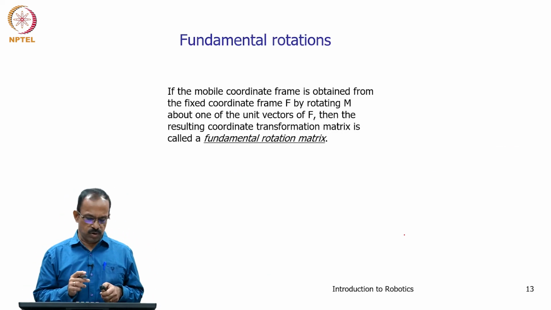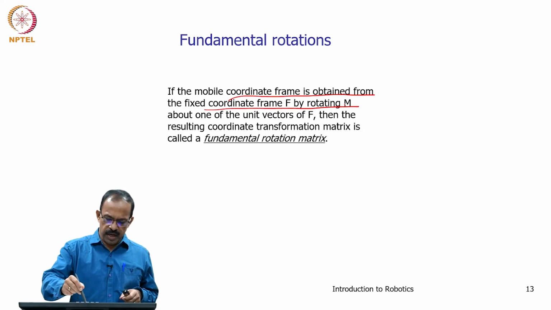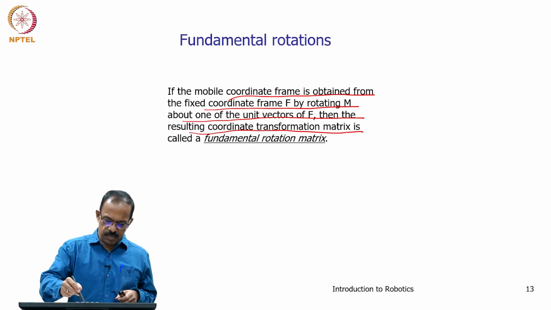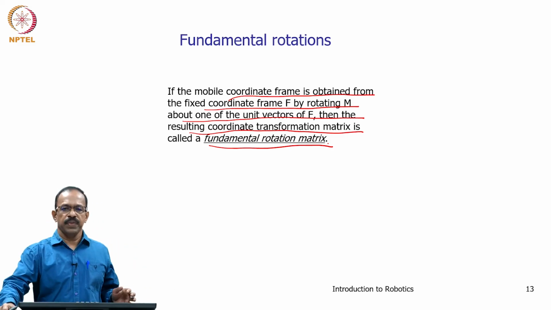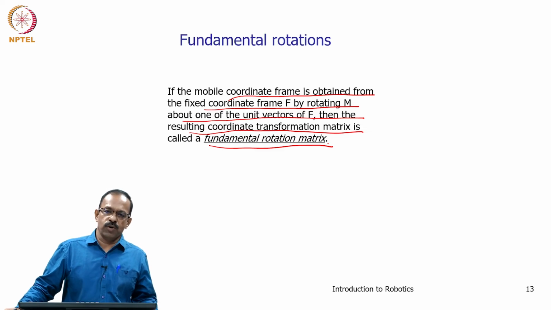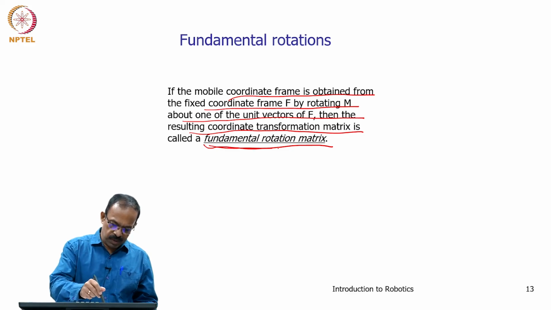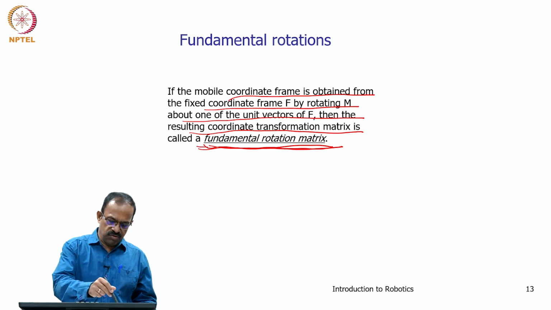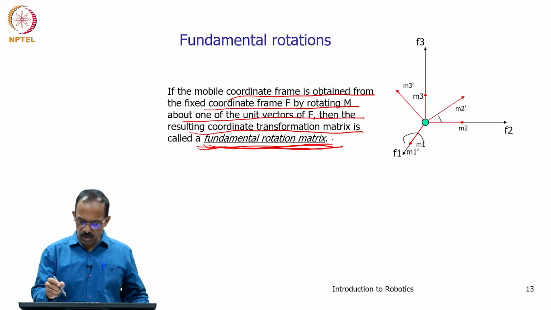We will say that there is only one rotation if the mobile coordinate frame is obtained from the fixed coordinate frame by rotating M about one of the unit vectors of F, then the resulting coordinate transformation matrix is known as the fundamental rotation matrix. So, if we have a rotation of the mobile frame with respect to one of the fixed frames, then we call this transformation a fundamental rotation, and the transformation matrix is known as the fundamental rotation matrix.